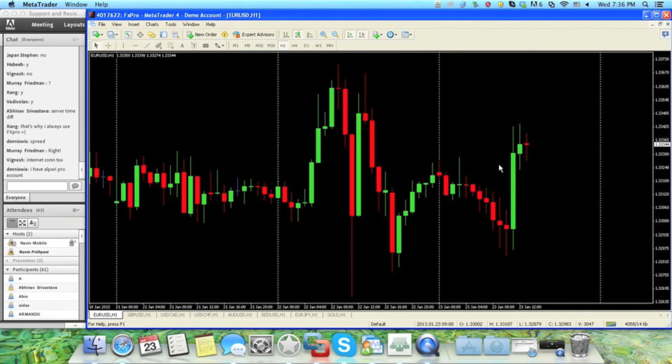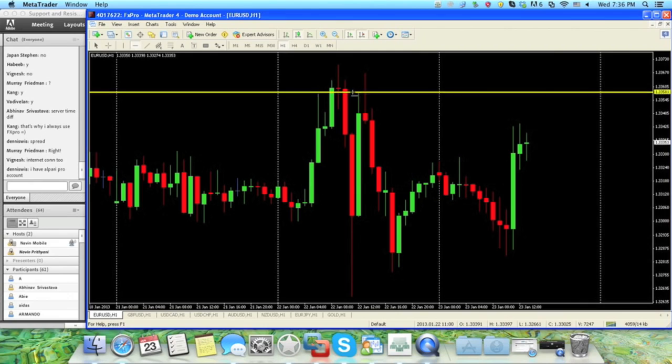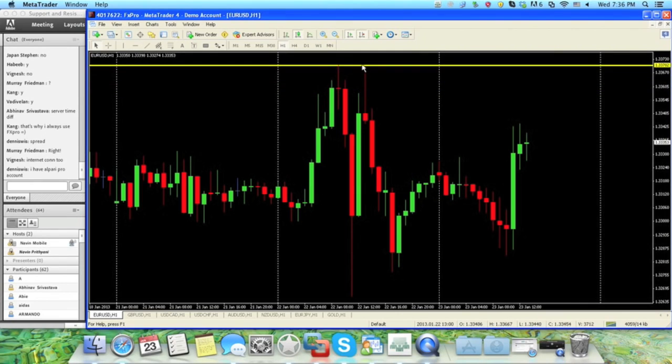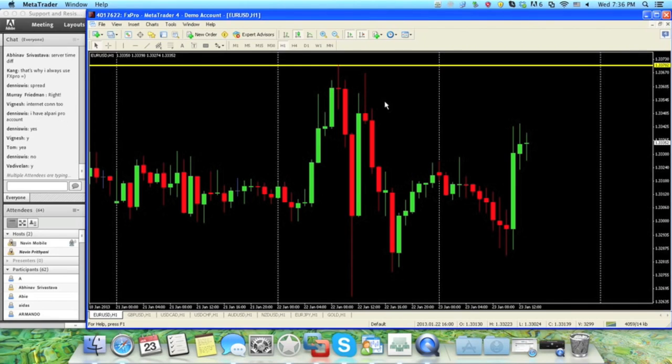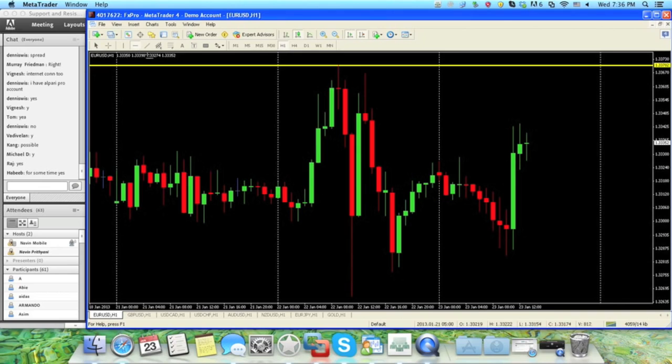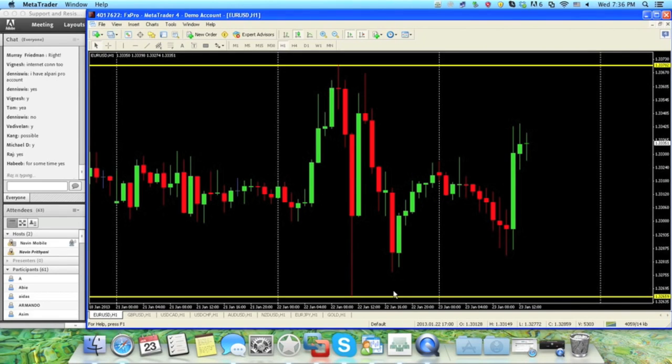Okay, so let's get into this. Now, what is support and resistance? Is this area here a resistance? Right here? Yes. Okay, this is a resistance. This is where the market touched and bounced from. Is this area here a support? Anything above the market is called resistance. Anything below the market is called support.